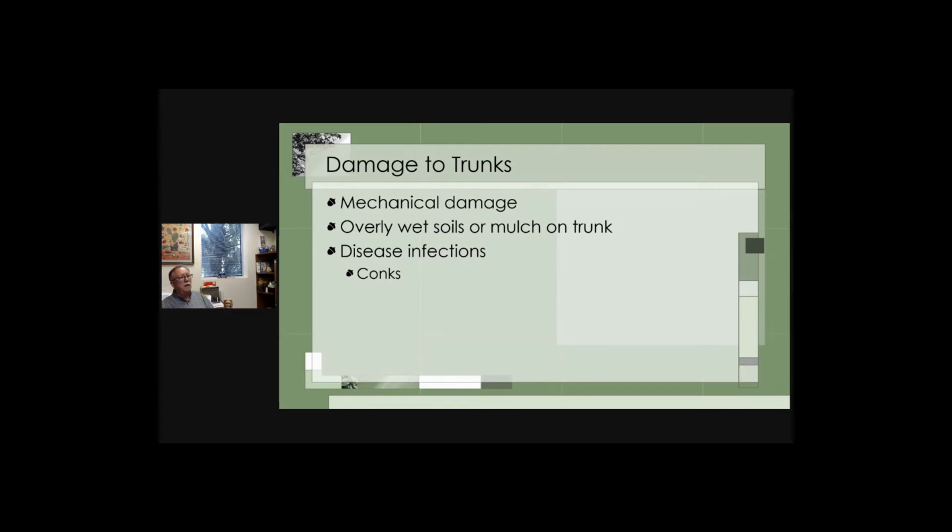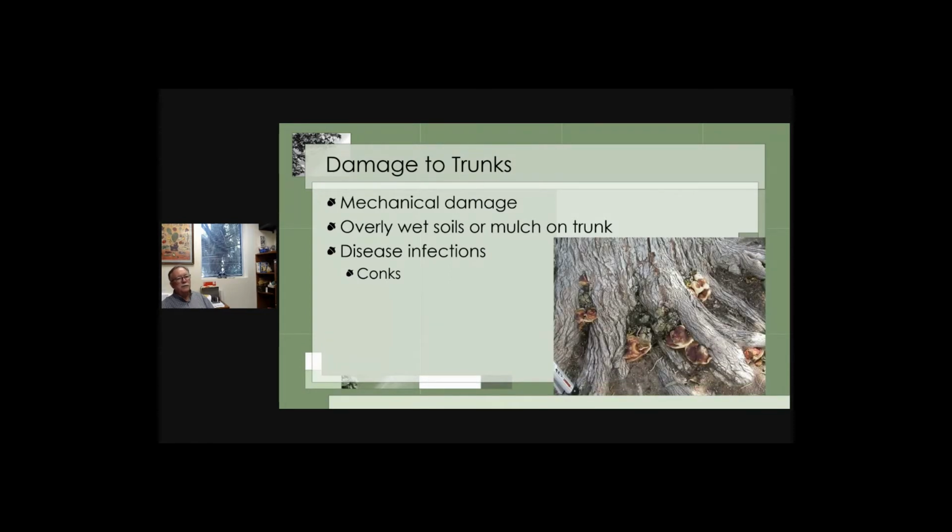So damage to trunks can occur from a variety of things, mechanical damage like string trimmers and mowers. Could be overly wet soils because of irrigation or runoff, or too much mulch placed on the trunk, which might cause disease to occur, and then we get the presence of conks. So conks are fruiting bodies that signal internal decay in the trunk. Whenever we see this, we have a serious problem that's occurring inside the tree, and we need to deal with that.